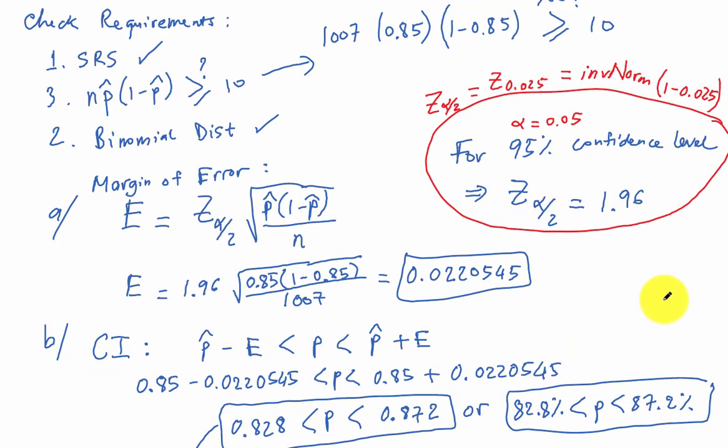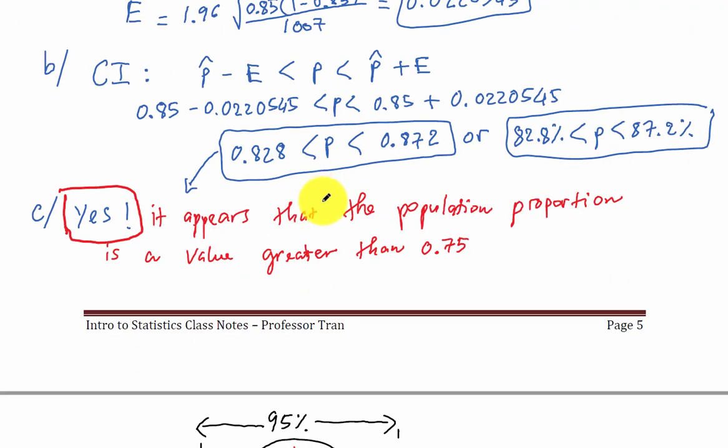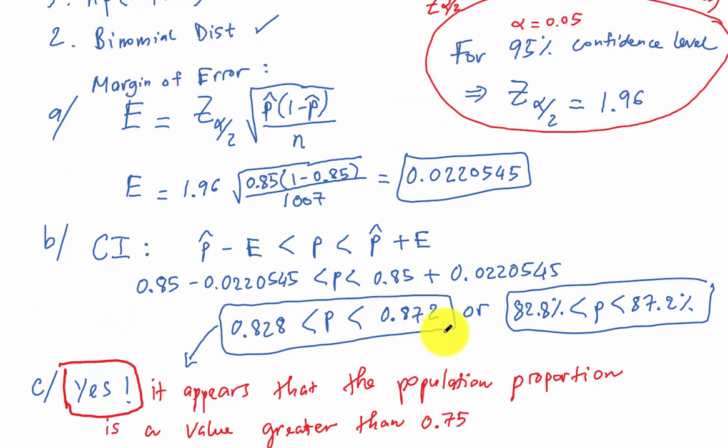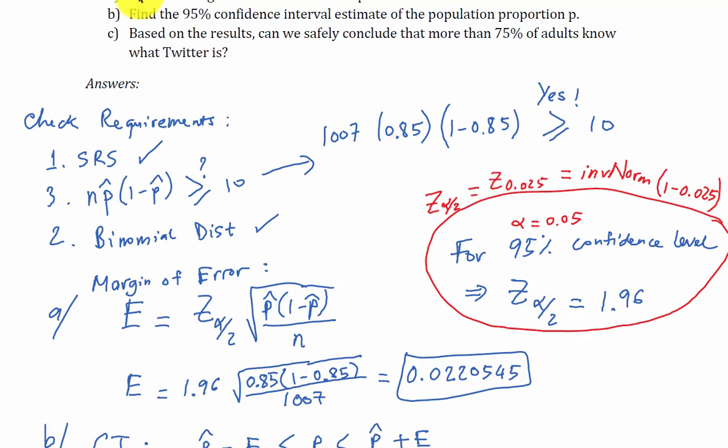Now question C is asking, based on the results, can we safely conclude that more than 75% of adults know what Twitter is? And the answer is yes. It appears that the population proportion is a value greater than 0.75. So at least it's 0.828, so it's already bigger than 0.75. So we can safely say that more than 75% of adults do know what Twitter is.